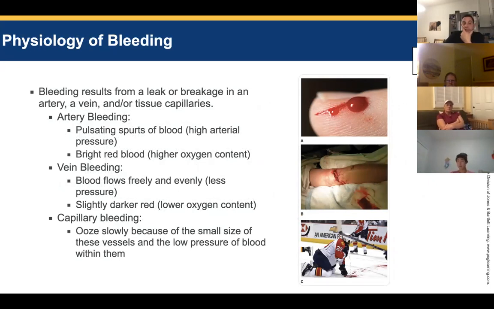A vein has no pressure basically. It's flowing back. It oozes, slightly darker red because of the oxygen content again. So, veins aren't, sorry, I misspoke. Capillaries is where you're going to see the oozing, just a little bit of blood, whereas if it's coming from the vein, it's going to flow pretty freely. Okay.